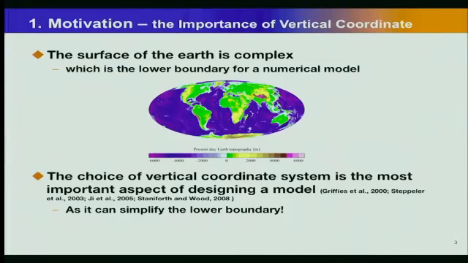Although most of the speakers in this vertical session seem to come from Asia, the surface of the Earth is complex all over the world. And we do our simulation on the Earth for the geophysical flow, so we have the complex lower boundary for the numeric model. And the carefully chosen vertical coordinate can simplify the lower boundary. So the choice of the vertical coordinate system is the most important aspect of designing a model.